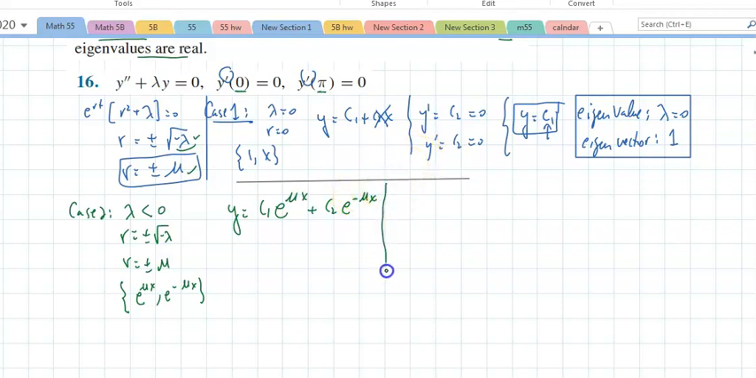Now I want to find the derivative. Well, y prime is going to be mu c sub 1 e to the mu x minus mu c sub 2 e to the negative mu x.